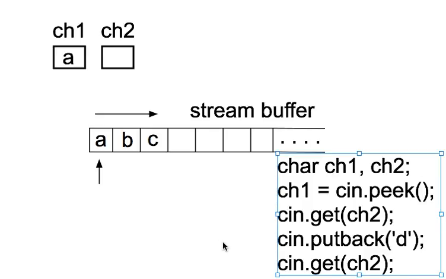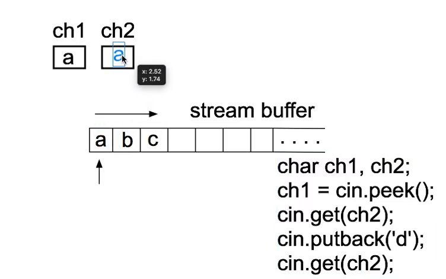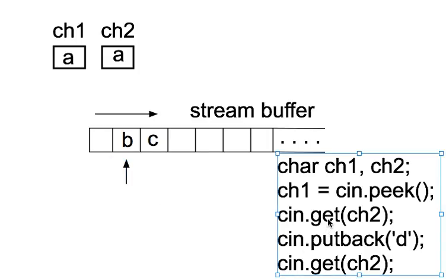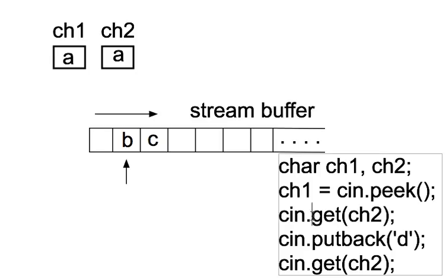Okay, now that we have peeked and we've loaded the first character into CH1, now we will move on to the next statement right here, and so cin.get CH2. Well, the pointer is pointing at A right there, so the A will move into CH2. And then the pointer will move over to read B, right? Because that's how get works. It moves the pointer over to read the next thing.